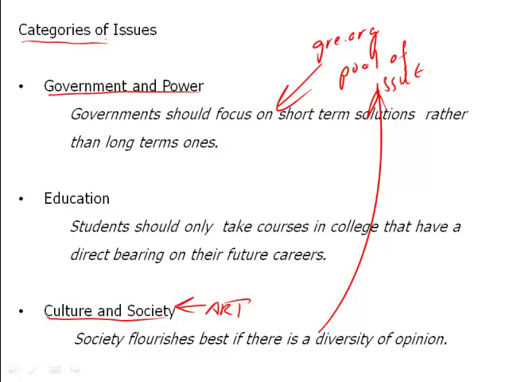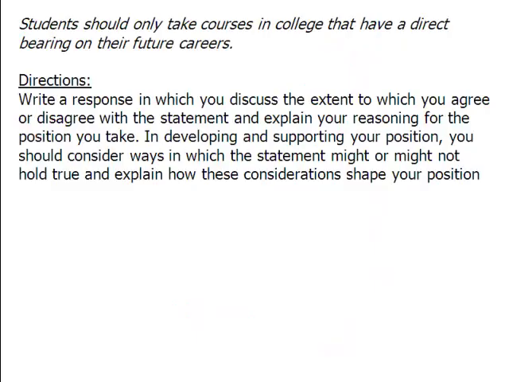And now that we've done this part, we want to actually dive into a specific issue. And it's going to be one we just saw a second ago from the education: students should only take courses in college that have a direct bearing on their future careers. Now you'll notice the directions. Remember a second ago I said you will always talk about the extent to which you agree or disagree.